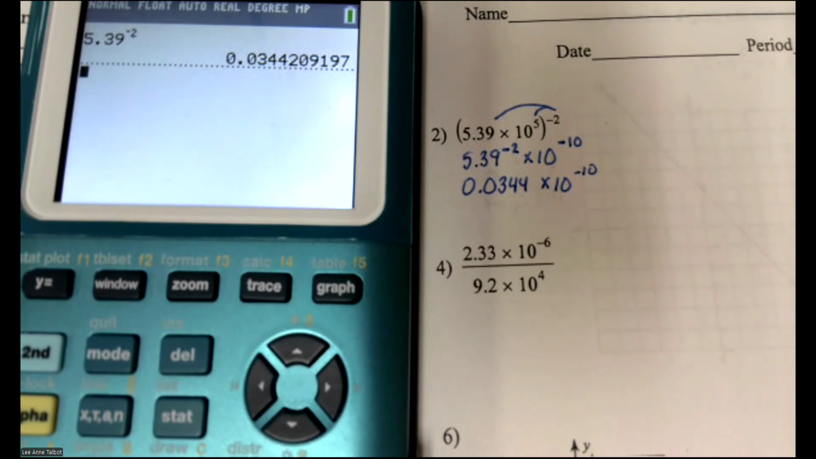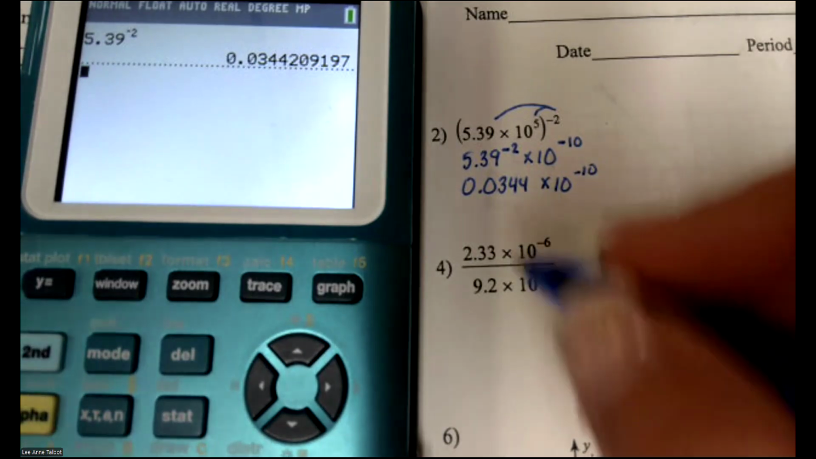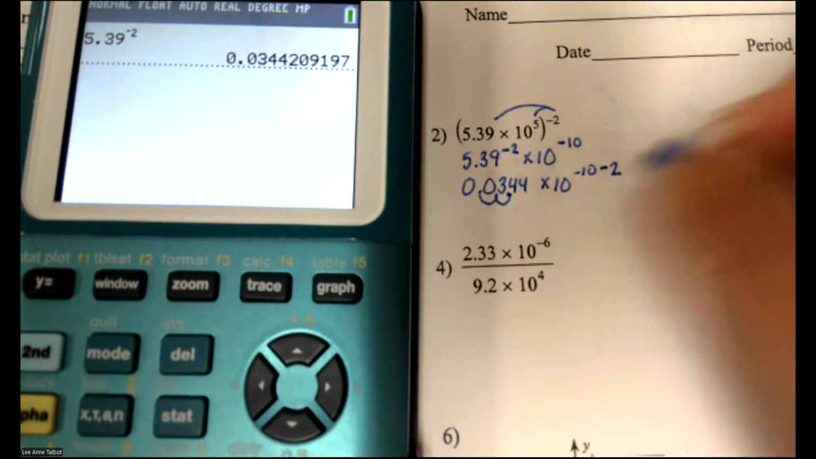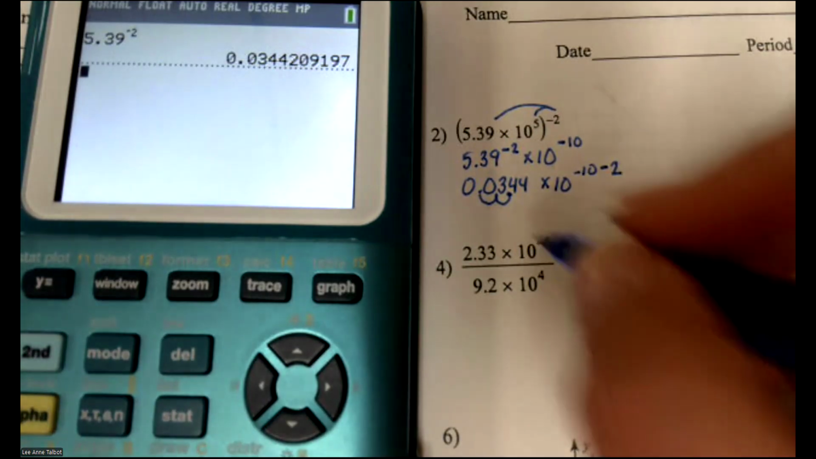Okay, now where do I have to move the decimal? You get it now. Yeah, okay. So I have to move it up 2 spots, which means I need to move this down 2 spots.